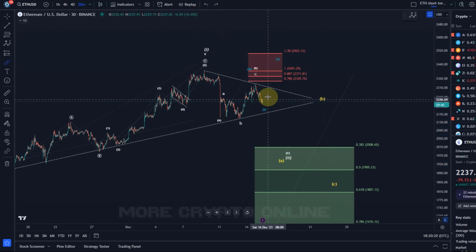Not much happened. So there is still the potential for an extended B wave, but below the trend line and especially below $2,145, we're probably in a direct breakdown. That's my update about Ether.